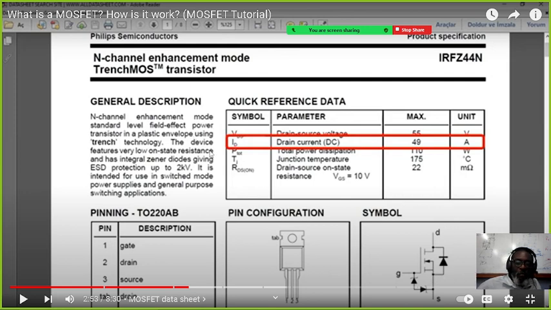Sometimes I fix UPS, I know that, and they use MOSFETs. And each of them has some big heat sink on it.